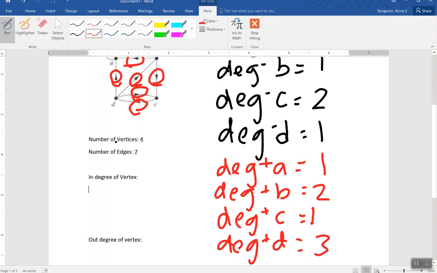After I understood that the loop was part of a degree, that changed my answers obviously, but initially I had left those out, and so I was struggling to understand why my degrees were not matching and why my edges weren't matching the answers in the back of the book. But now I understand, so hopefully that helped.